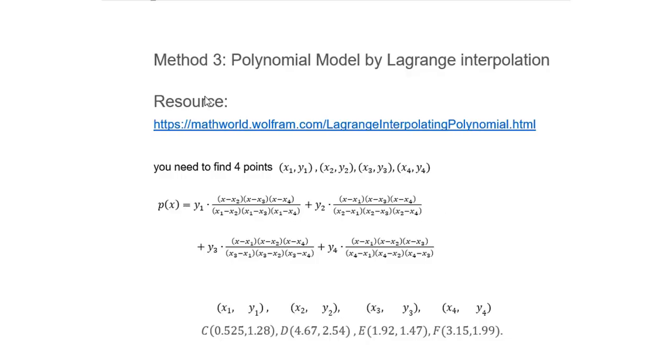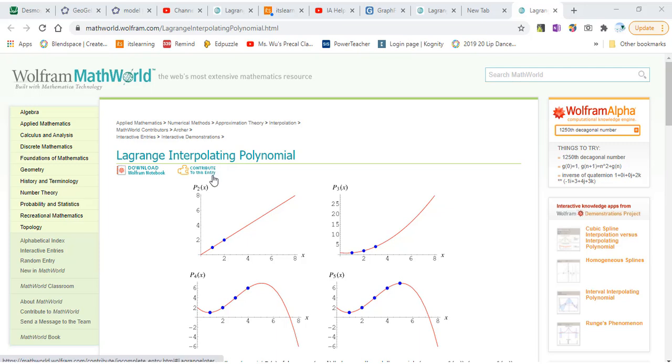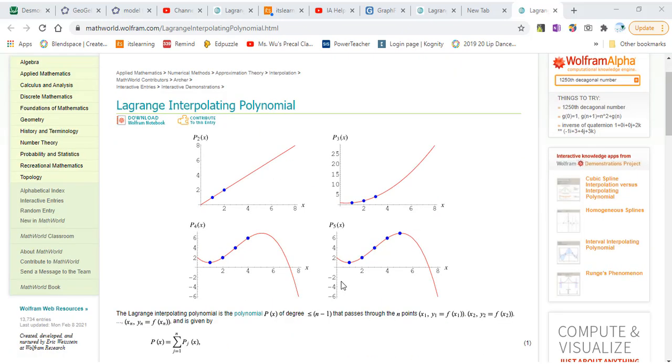This video is about a polynomial model by Lagrange interpolation. Here is the resource. This website gives you some more information about Lagrange interpolating polynomial. The same way as matrix method.